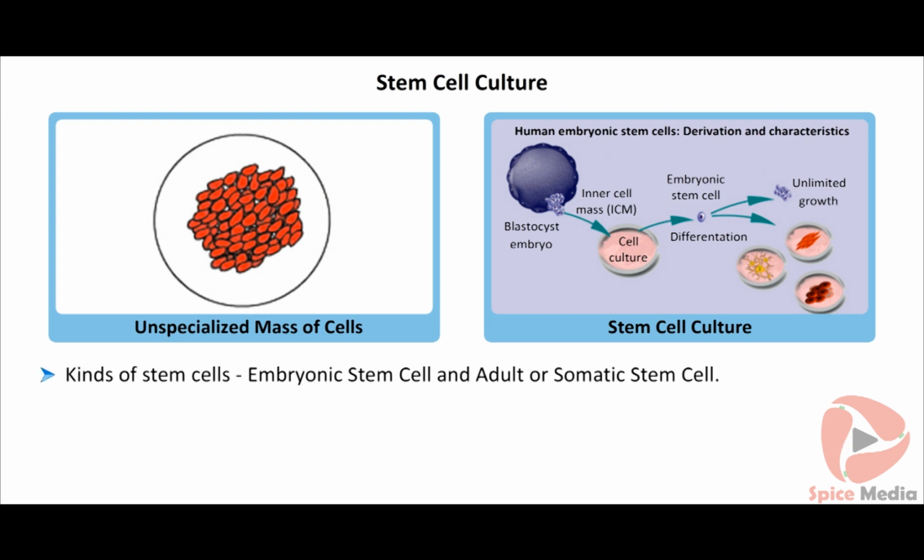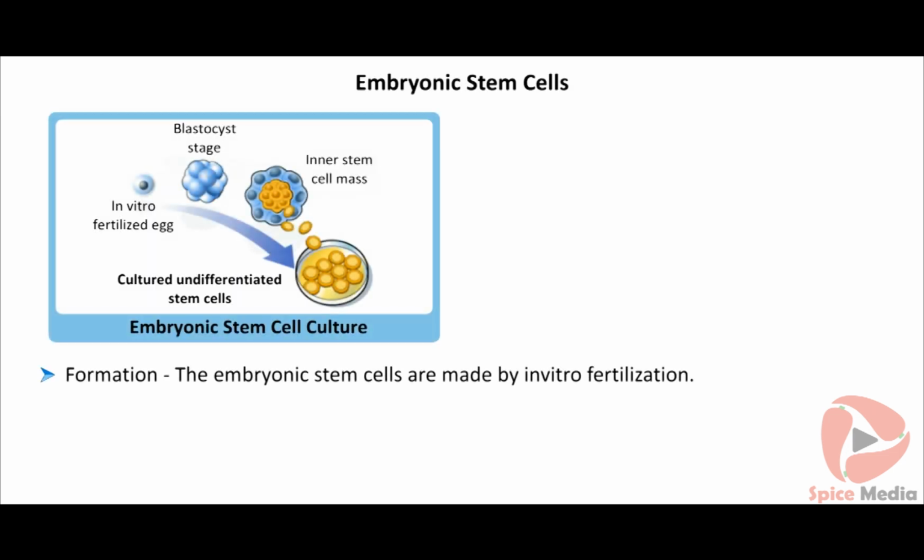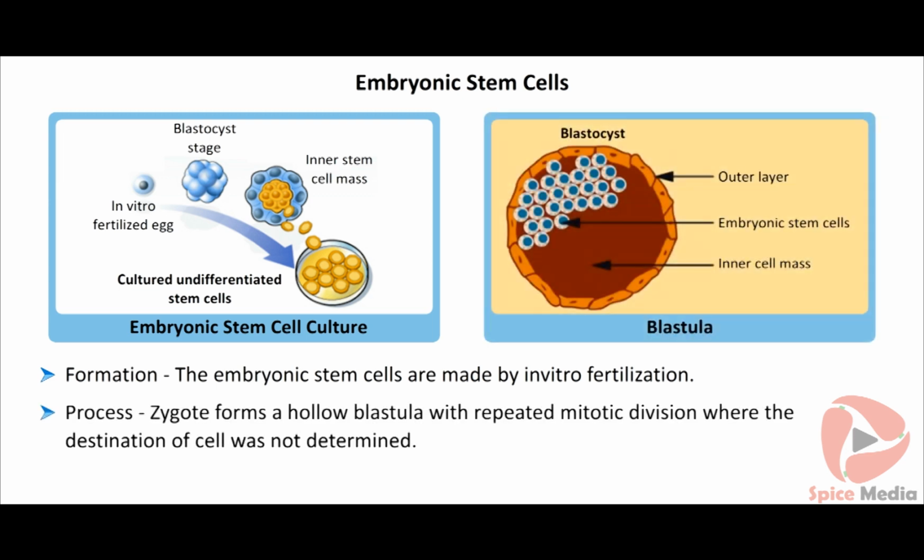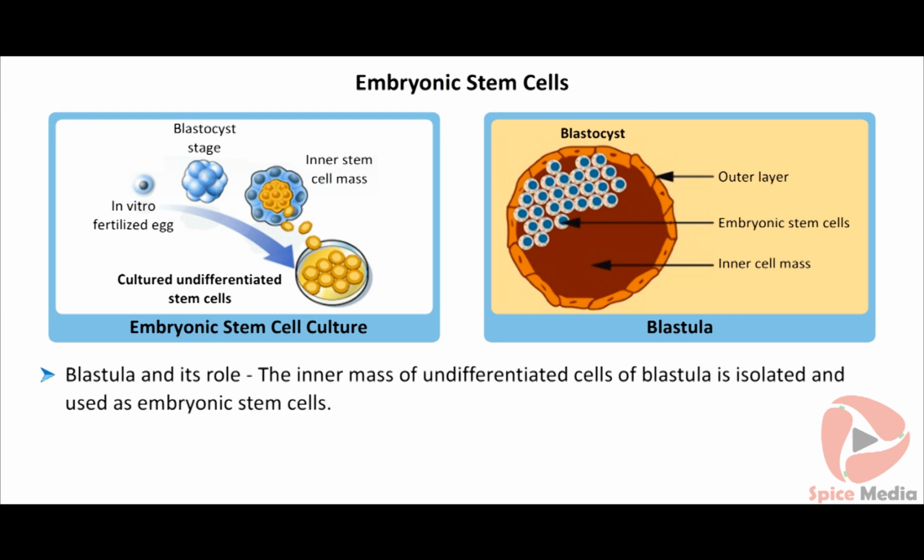There are two kinds of stem cells, namely embryonic stem cells and adult or somatic stem cells. The embryonic stem cells are made by in vitro fertilization. The zygote forms a hollow blastula with repeated mitotic division, where the destination of the cells is not determined. The inner mass of undifferentiated cells of the blastula is isolated and used as embryonic stem cells.